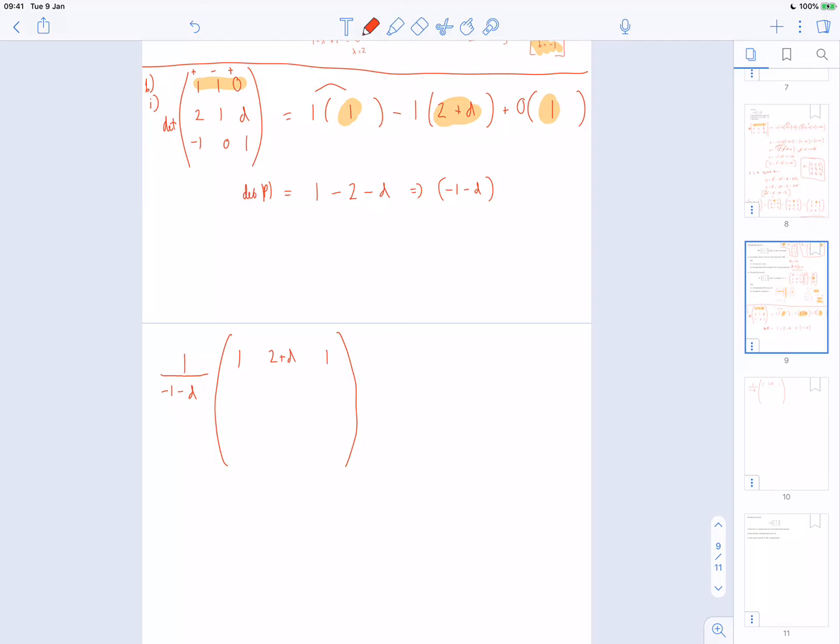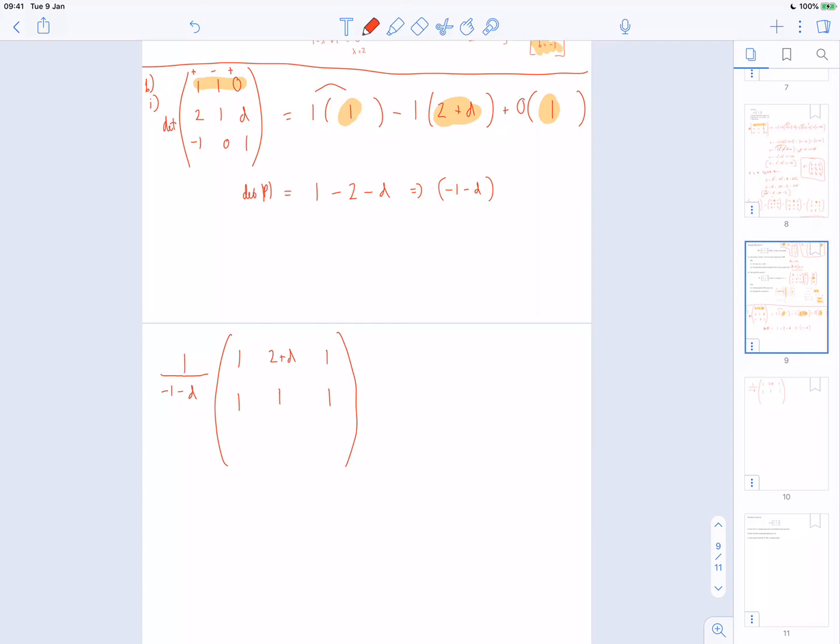Then I need to find the determinant of the other thing. From 2's perspective, I'm going to have 1 times 1 minus 0 times 0, so that's a 1. From the middle's perspective, I'm going to have 1 times 1 minus a 0 times minus 1, so that's also a 1. From the D's perspective, I'm going to have 1 times 0, which is nothing, minus a minus 1 times 1, which is a minus 1, so that's going to be a 1 as well.